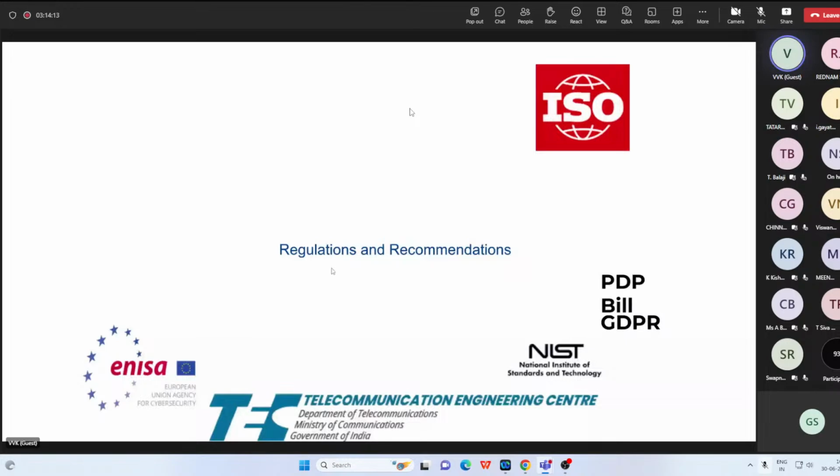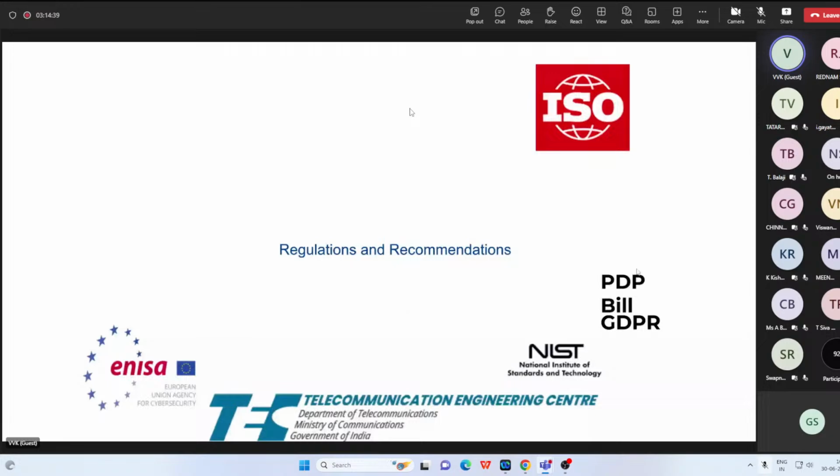There are some regulations and recommendations brought in. ISO has certain recommendations, then ENISA has some. There's a lot of information available on these websites. NIST has some documents, but still a lot of refinement has to be done in this domain.